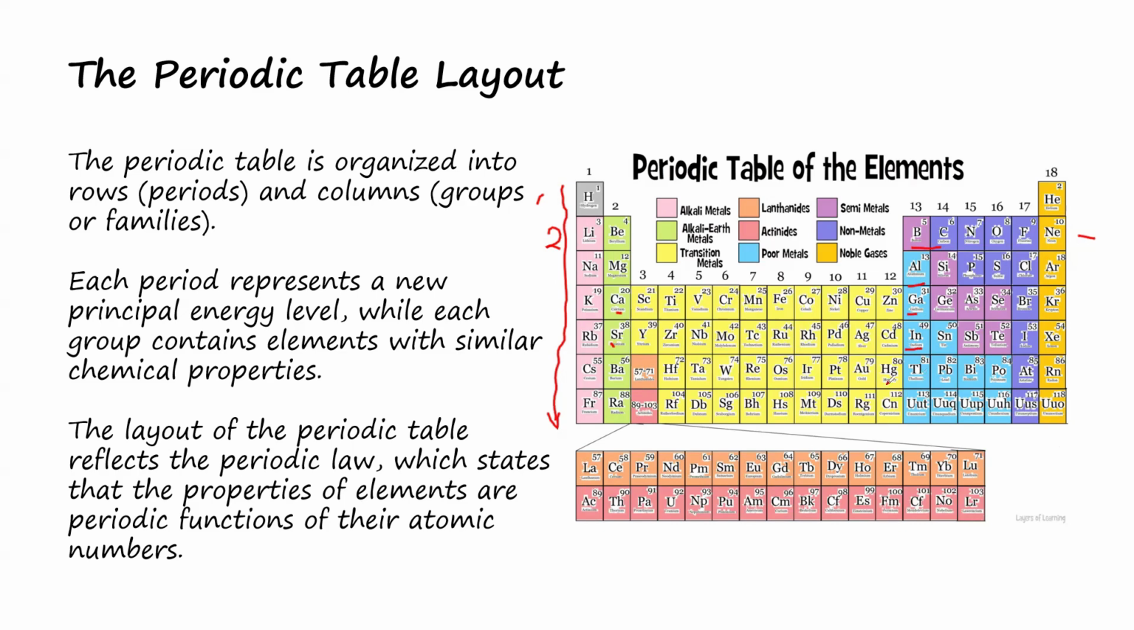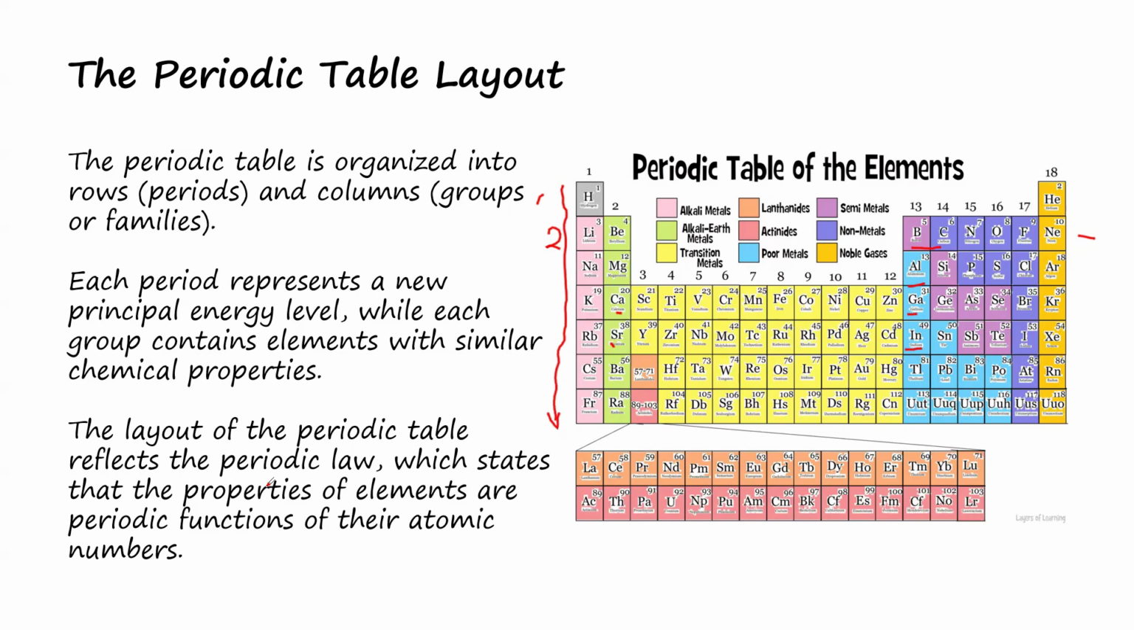So you see, that is why if you are asked to indicate the group to which an element belongs, then you draw the electronic configuration. After drawing the electronic configuration, the number of electrons on the outermost shell represents the group to which the element belongs, while the number of shells represents the period to which that element belongs. Then the layout of the periodic table reflects the periodic law, which says that the properties of elements are periodic functions of their atomic numbers.